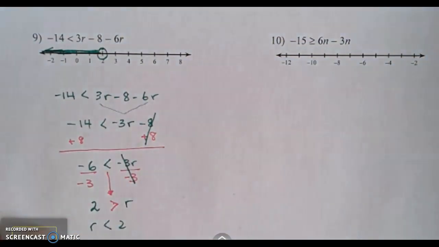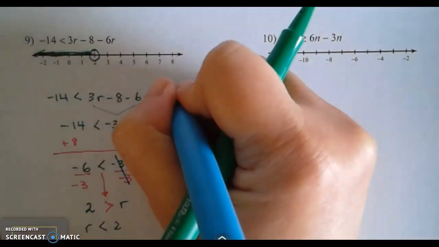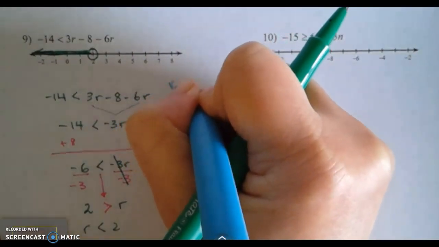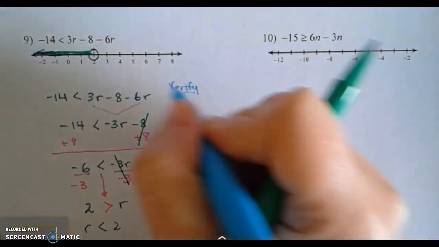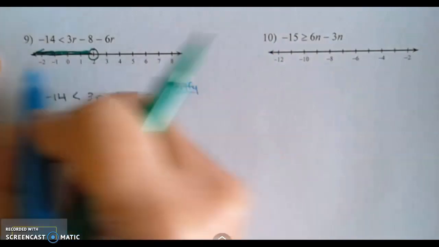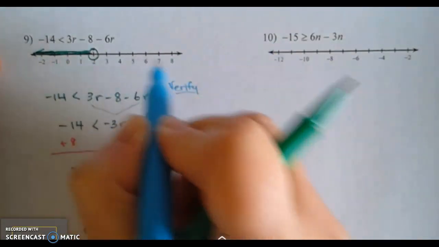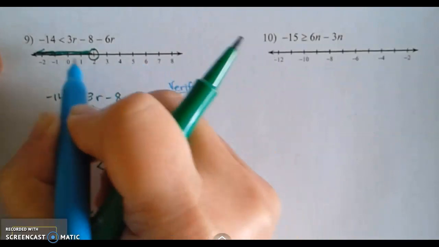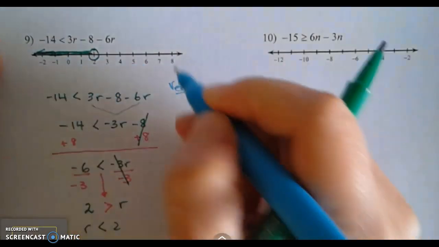Okay, let's go through the verification. So to verify, I need to check an easy number. Well, it so happens x is equal to 0 is in the solution area. If it was not, then you shouldn't be checking 0, but you should be checking something else.